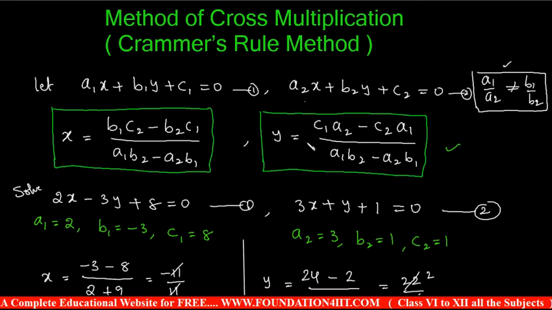So in Cramer's rule method, there is no need of elimination, no need of substitution. Directly by putting the coefficient values in the formula, you'll get the answers. Okay, this is one of the methods. Next, let us see the graphical method also. The same system of linear equations: how to find the solution by graph using graph paper.